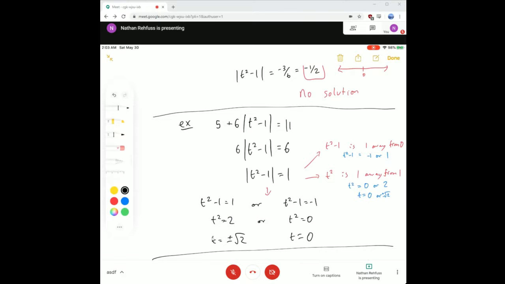So if t squared equals 2, then t is plus or minus the square root of 2. Remember, the square root property says negative root 2 squared or positive root 2 squared, they're both 2. If t squared is 0, then t has to be 0. So there's 3 solutions this time.